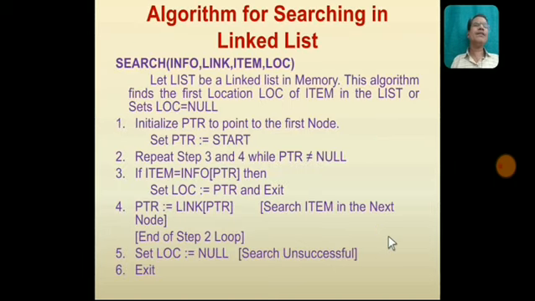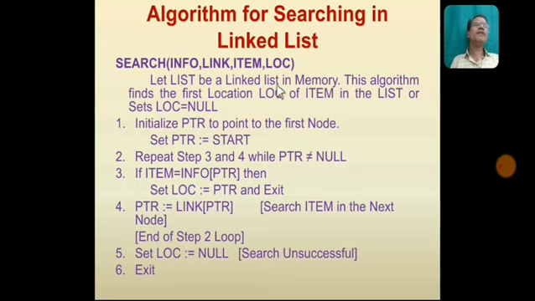Now, let's see the actual algorithm. So, this is the algorithm search. We have given info and link. The info contains the information, and link contains the addresses of the next node. Atom is the element that we want to search, and loc is the location where the atom is present. If the atom is present, then we will store the location in this loc variable, and if the atom is not present, we will set loc is equal to null.